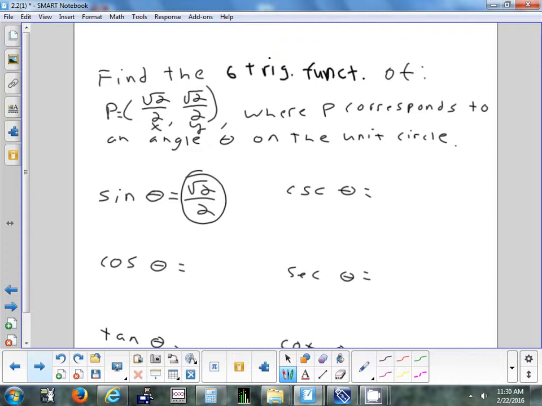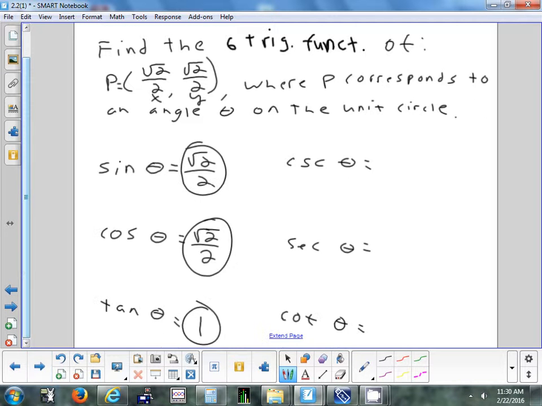Sydney, how about my cosine? X, and what's x in this case? Square root of 2 over 2. Right, and lastly, my tangent. I'm taking y and dividing by x, but they're the same. So what do you get when you divide two things that are the same? 1. Okay, so the tangent is 1. Any questions on sine, cosine, or tangent?